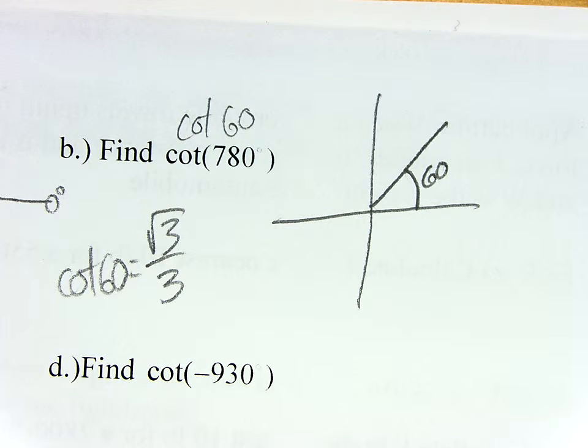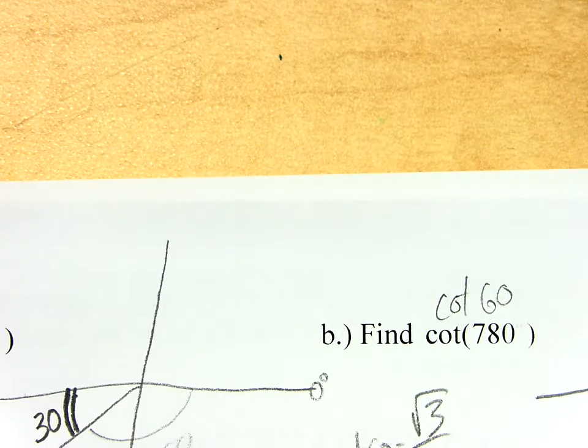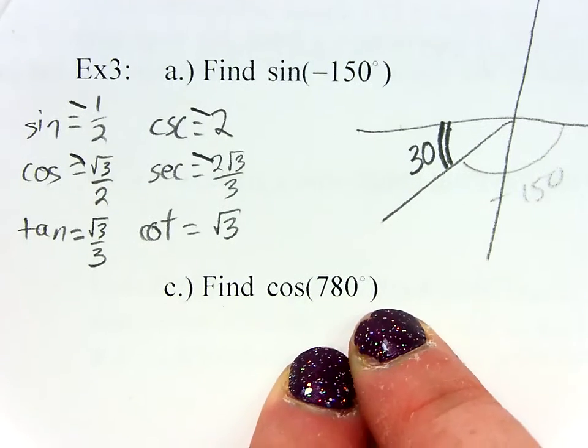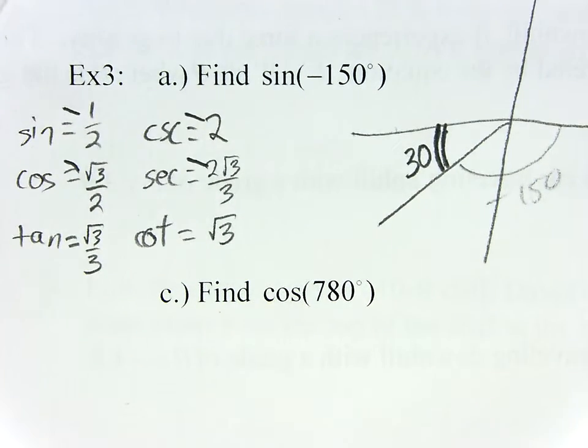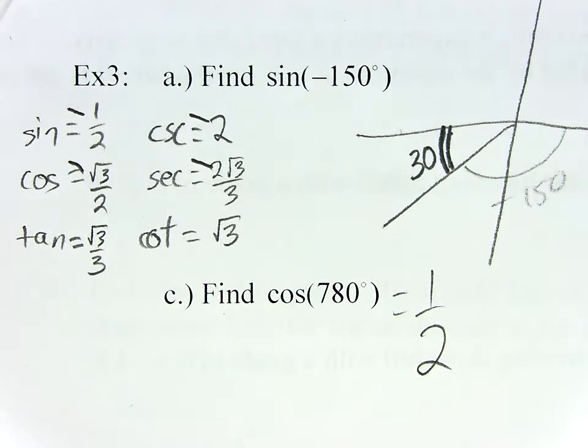We might as well do C because that's 780 also. I already know, since this one was just 780, I already know that it's 60. So I just want the cosine of 60, which is a half. And I don't need to adjust the sign because I just did this problem and I know I'm in quadrant 1.